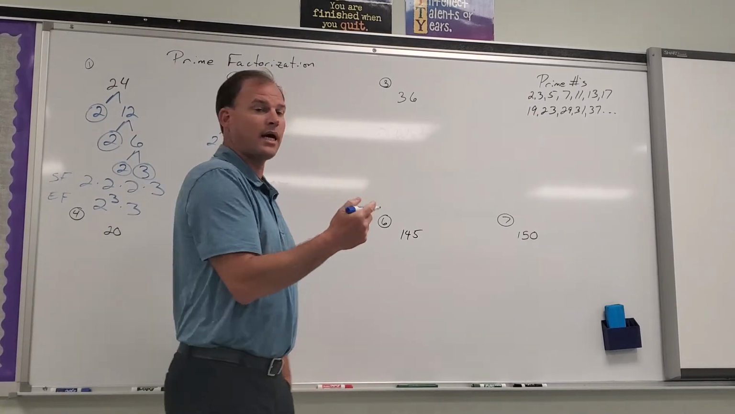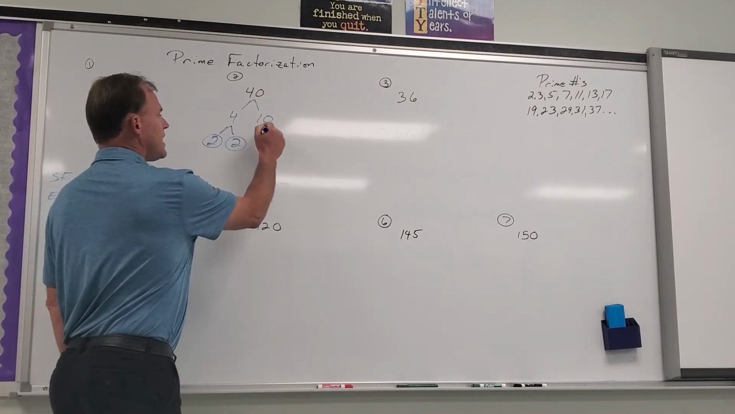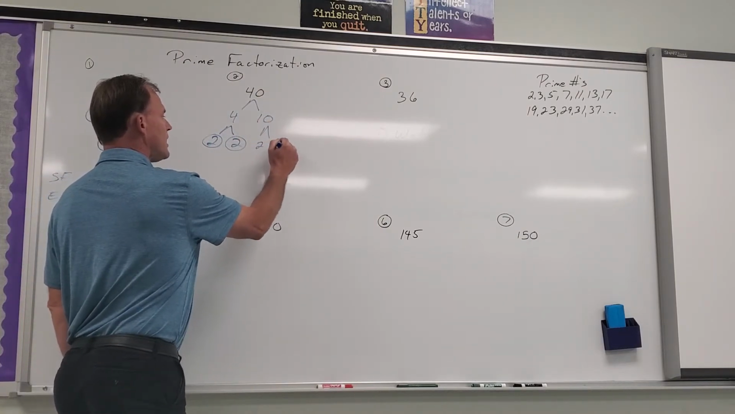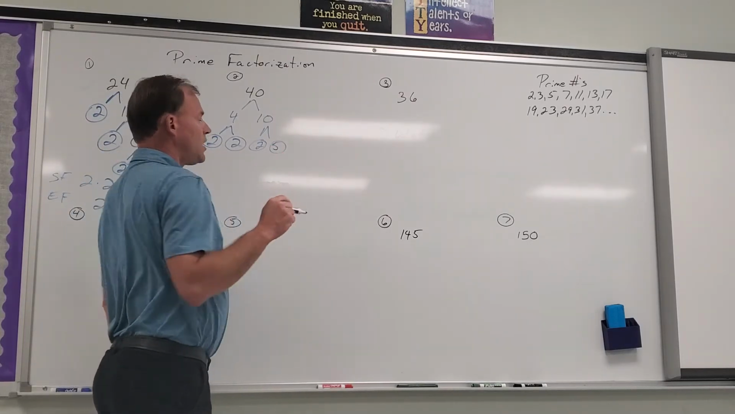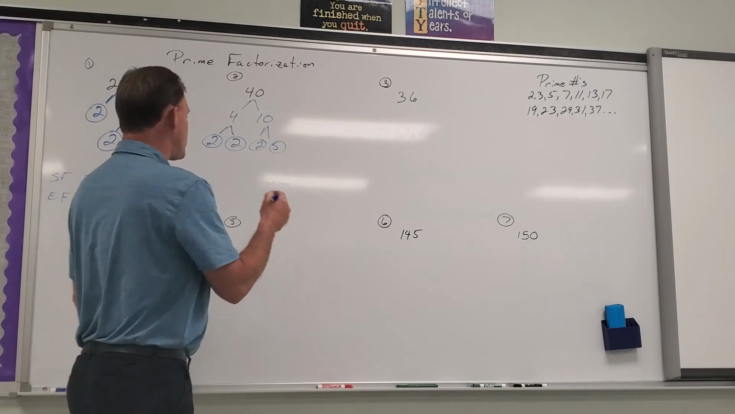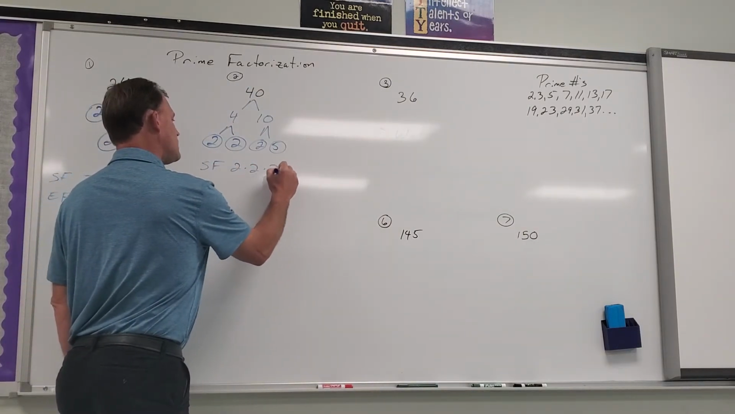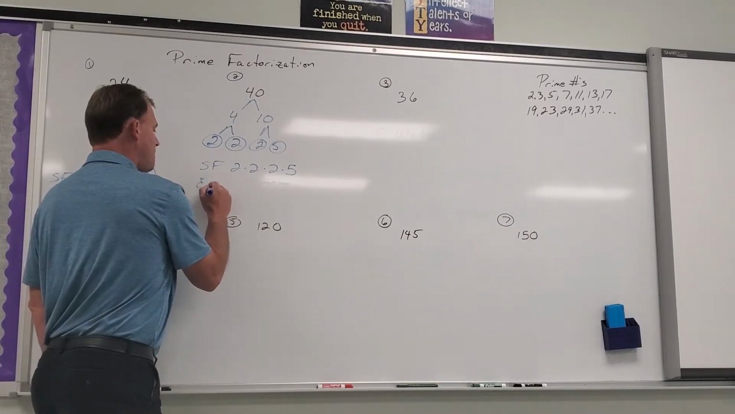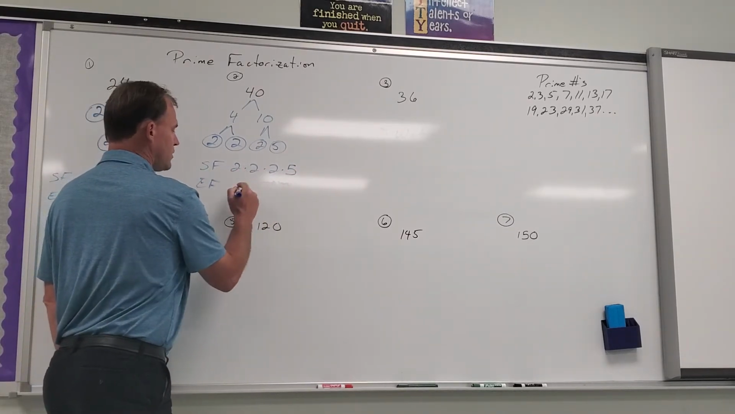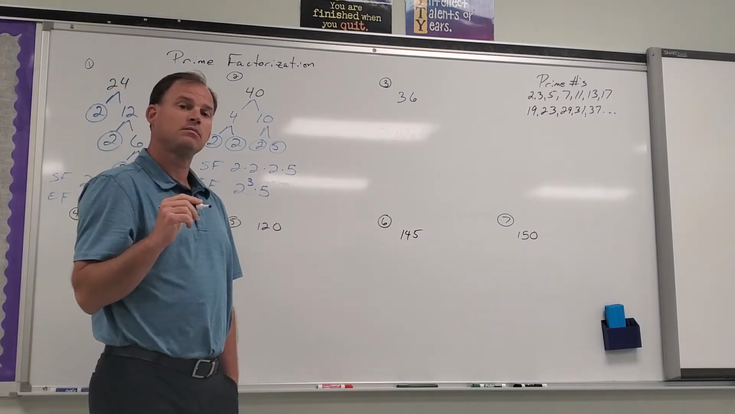4 is 2 times 2. Prime numbers, done, done. 10, 2 times 5. Prime number, 5, prime number. So now my standard form would be 2 times 2 times 2 times 5. My exponential form, 1, 2, 3, there's 3 2s there and 5.